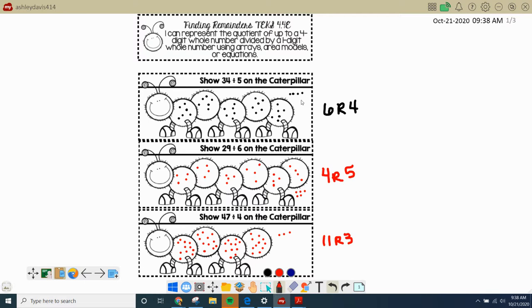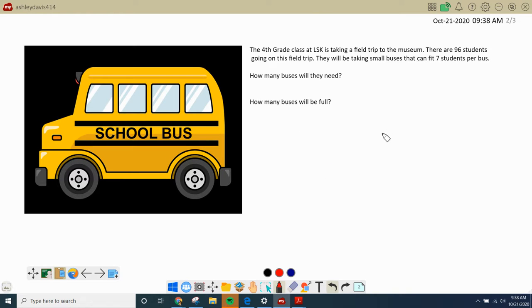Now again, we've been working with remainders. I'm using the standard algorithm and Super 7, so nothing's changed there. But now we're going to talk about how to interpret those remainders when involving a word problem or a problem-solving question. Let's look at this question. The 4th grade class at LSK is taking a field trip to the museum. There are 96 students going on this field trip. They will be taking small buses that can fit 7 students per bus.